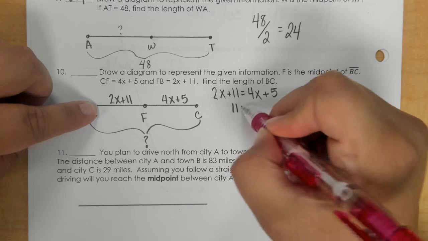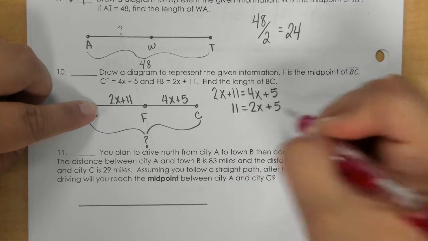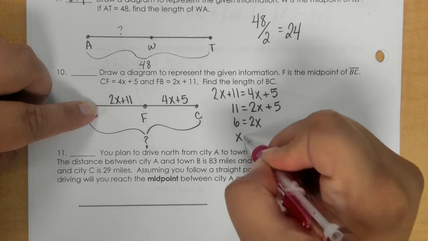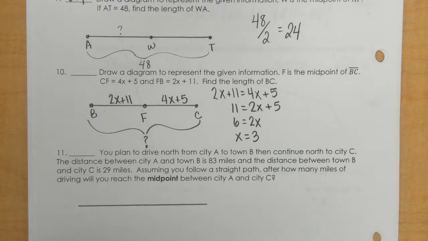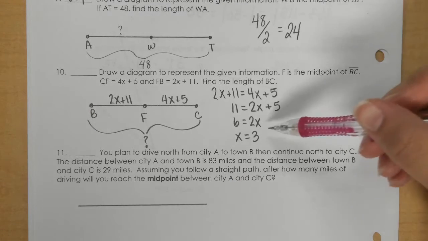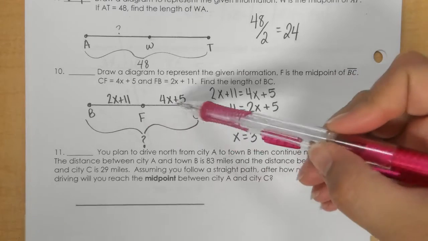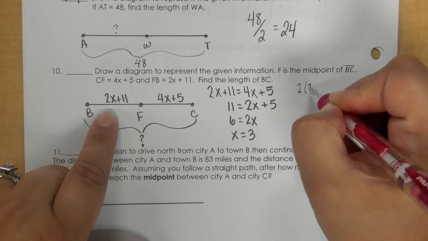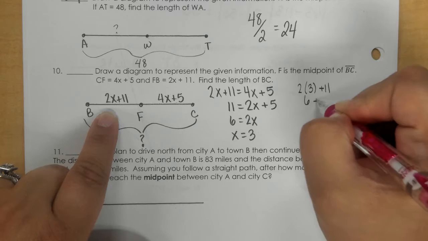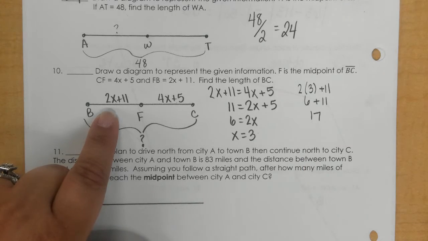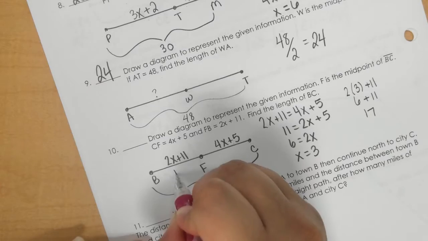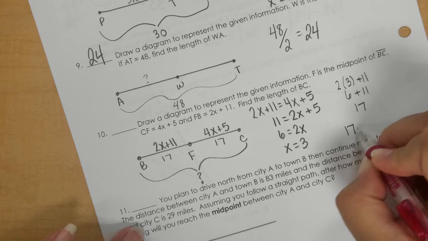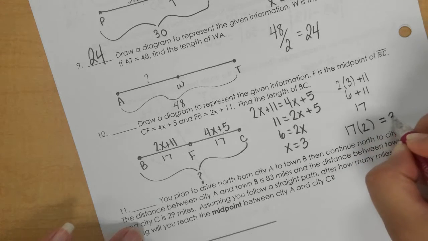And if I solve this, I would get x equals 3. Now, we can take that 3 and we can plug it into either one of these. Doesn't matter. Okay, so I'm just going to go with this 2x plus 11. So that gives me 17. And if I know that this is 17, BF, and that this is 17, because they have to be the same, we're essentially just saying 17 times 2, and that's 34.